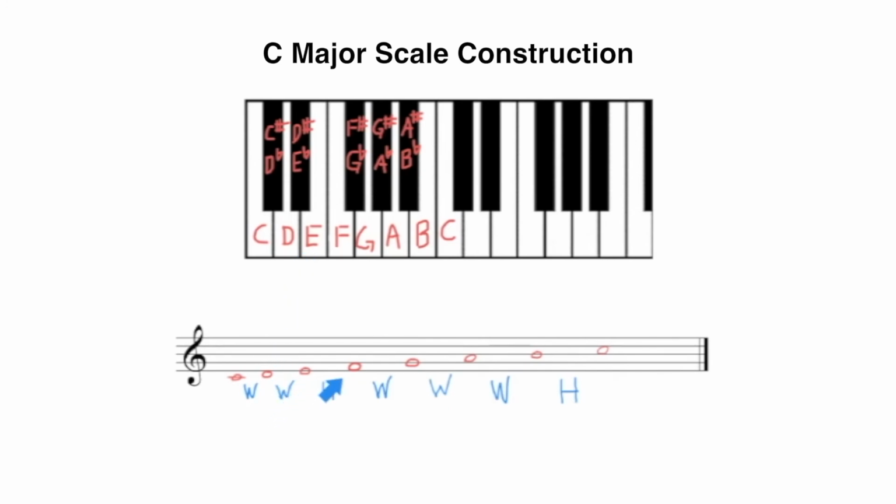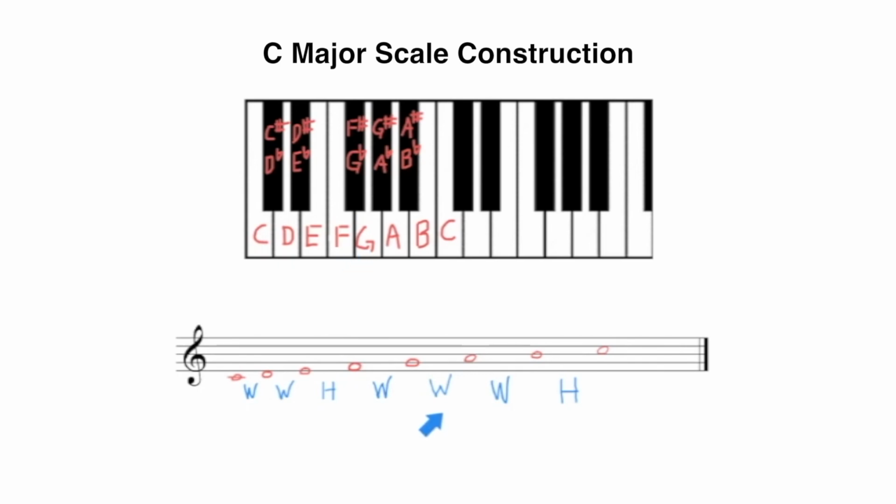From E to F, we're looking for a half step. Here we have a half step from E to F. Since there is no black key in between, F is the closest key to E. Next, we have a whole step from F to G. Let's make sure that that's what we have. F to F sharp or G flat is a half step. Another half step would take us to G, so F to G is a whole step.